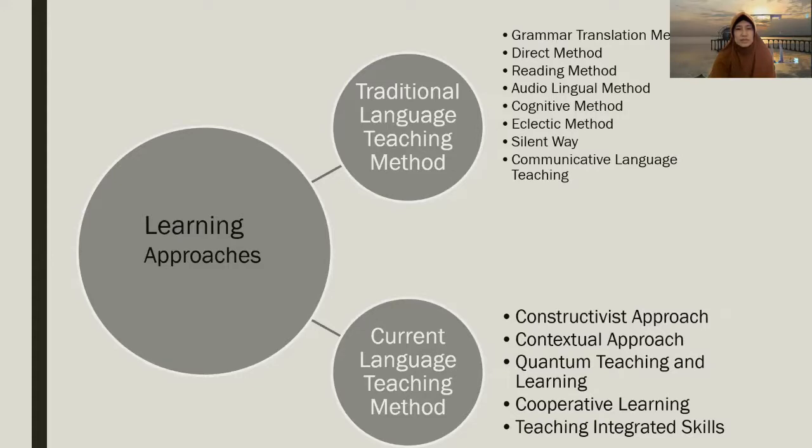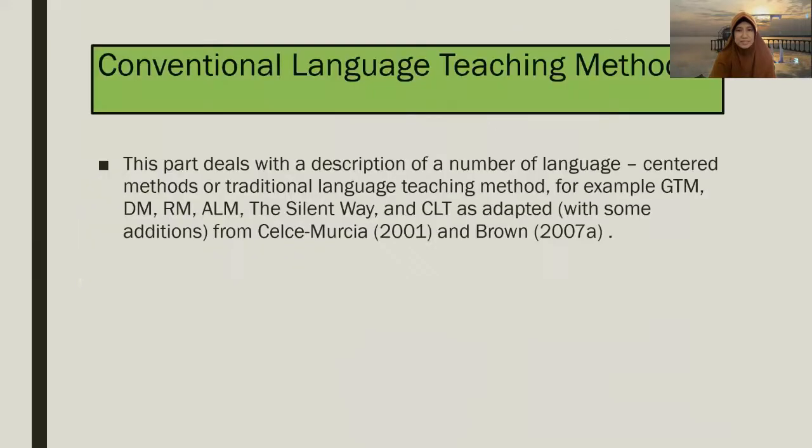Traditional language teaching method consists of grammar translation method or GTM, direct method, reading method, audiolingual method, cognitive method, eclectic method, silent way, and communicative language teaching. Meanwhile, current language teaching method consists of Constructivist Approach, Contextual Approach, Quantum Teaching and Learning, Cooperative Learning, and Teaching Integrated Skills.